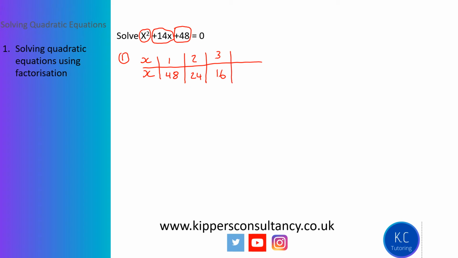We could have 4 and 12. 4 times 12 is 48. And 5 doesn't go into 48. And we could also have 6 and 8. 6 times 8 is 48.